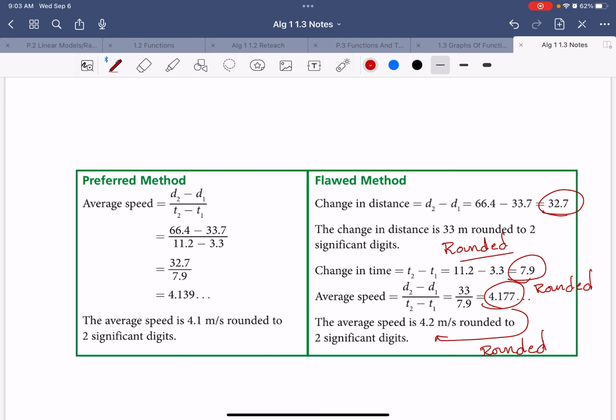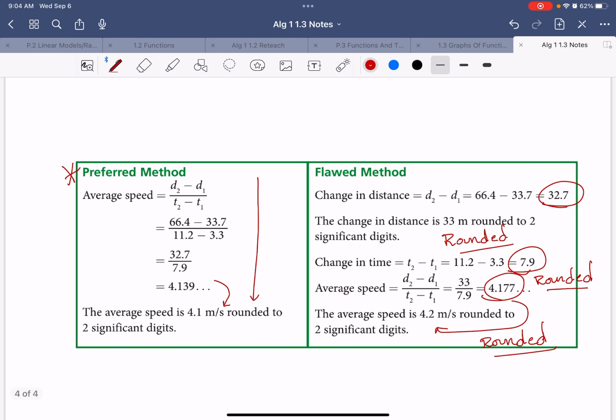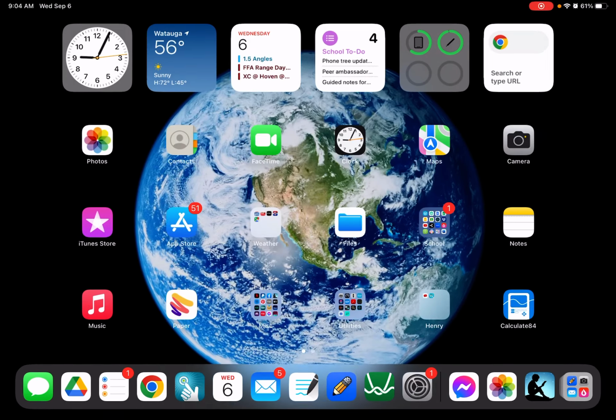Each time you round, you introduce error, or your answer is less precise every single time you round. Doing it this method, we only rounded once here at the end. Okay, so that's what makes this one the preferred method. And with our calculator skills now, we can do this whole process in our calculator. I would take this first part, put it in parentheses, the second part, put it in parentheses, and then divide.